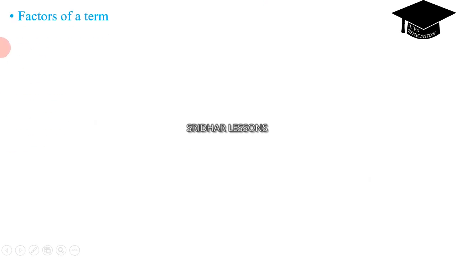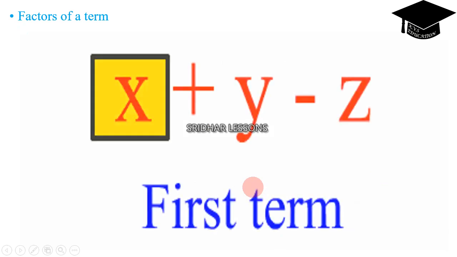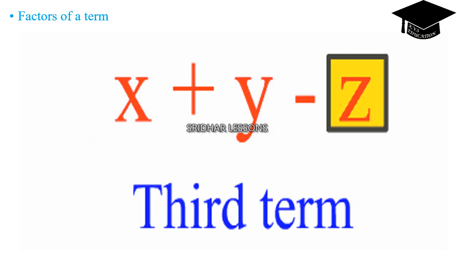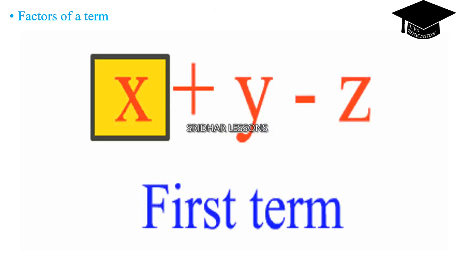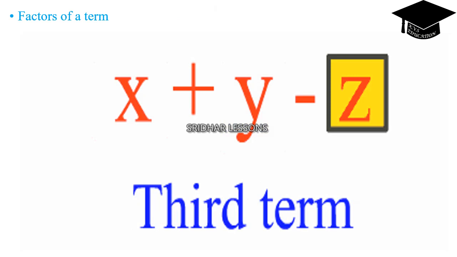Next, once again looking into the factors of a term. x plus y minus z. This is a simple expression. See this one carefully. Here we have three terms. The first term is x, the second term is y, and the third term is minus z.